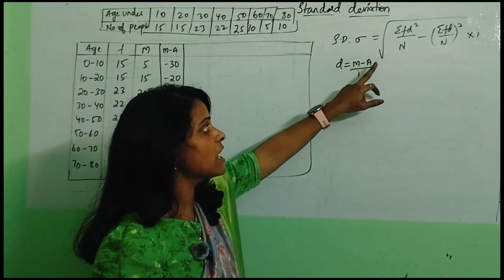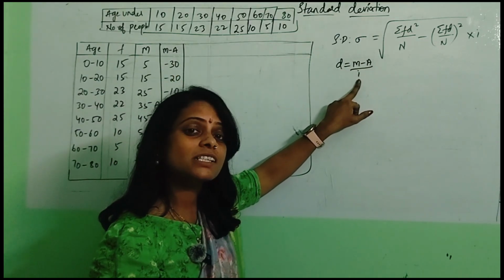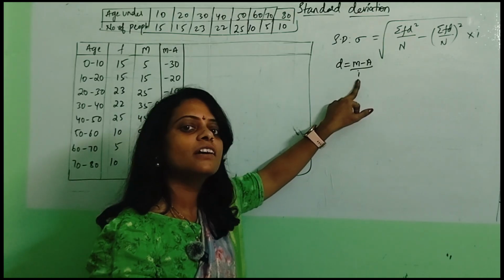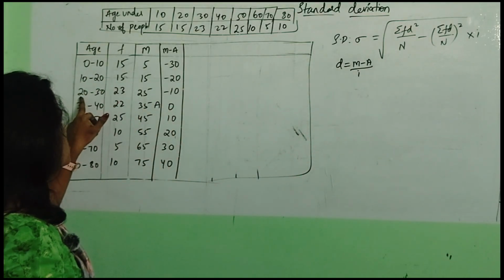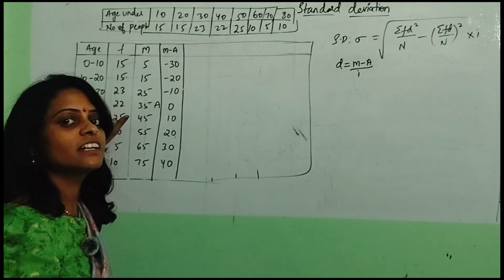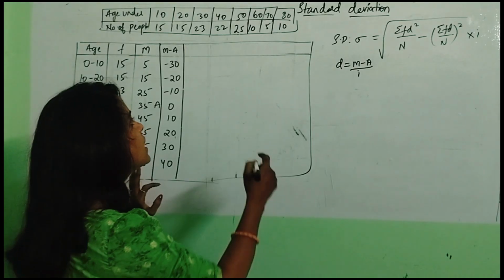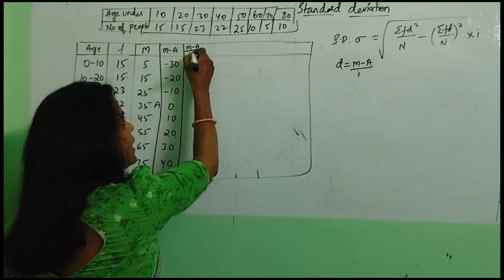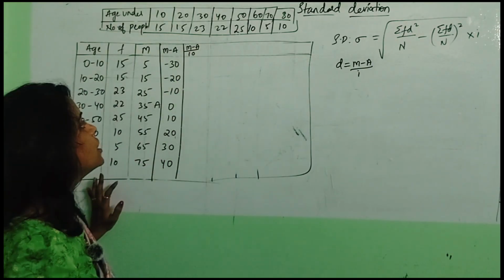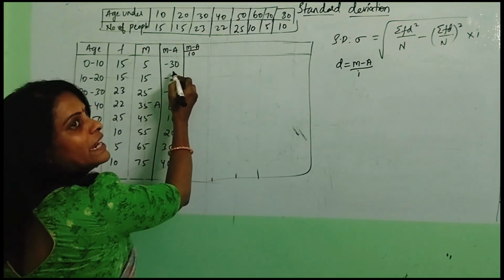Now what we need to find out is M minus A by I. What is I? I is nothing but your class interval. So what is the class interval? See here, 0 to 10, 10 to 20, 20 to 30. The difference is 10. So I is nothing but 10. So M minus A by 10. Divide this value by 10.